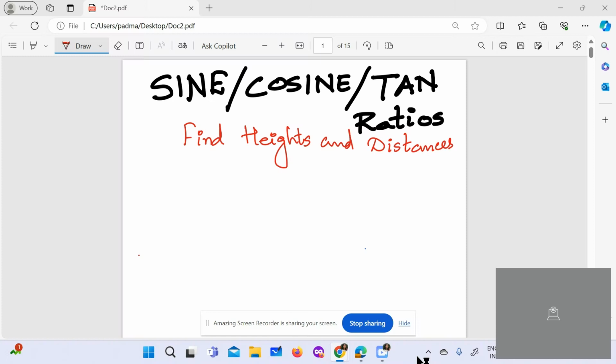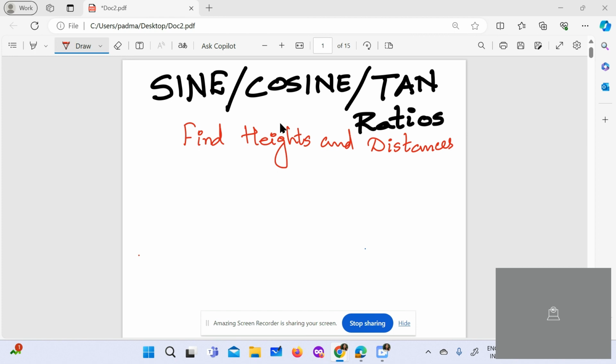So today we are going to study about sine ratios, cosine ratios and tan ratios. And using these ratios we are going to find the heights and distances. So let me tell you, using sine ratios, cosine ratios and tan ratios, we can calculate the unknown sides when one side and one angle is given, and then we can also calculate the angle if the two sides are given. Okay, so let's consider few examples.